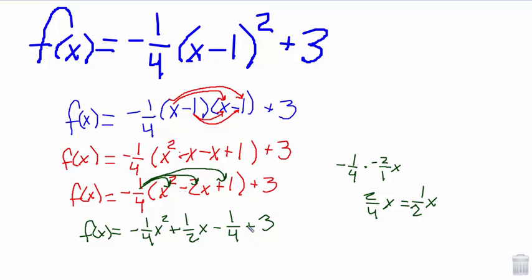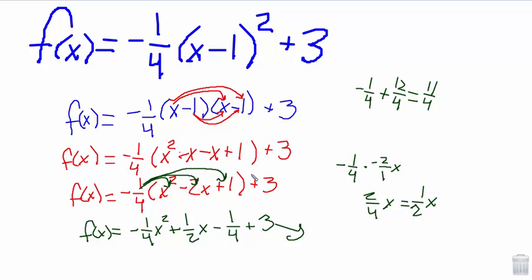So now I can combine this. Now you can just plug in your little calculator negative 1/4 plus 3, but we know that we don't have to do that. I'm combining these like terms. Negative 1/4 plus 3. Well, what is 3 as a fraction with a denominator of 4? Well, it's 12/4. So I can add these, and that gives me 11/4.